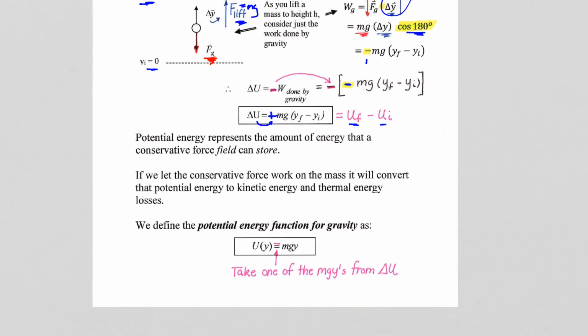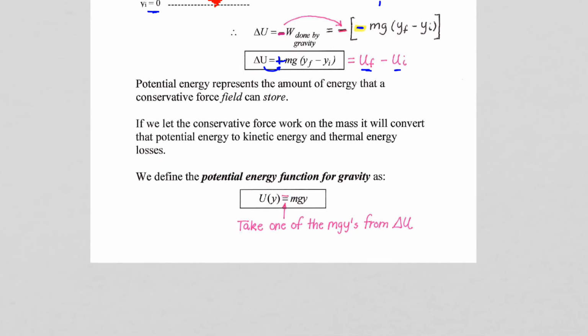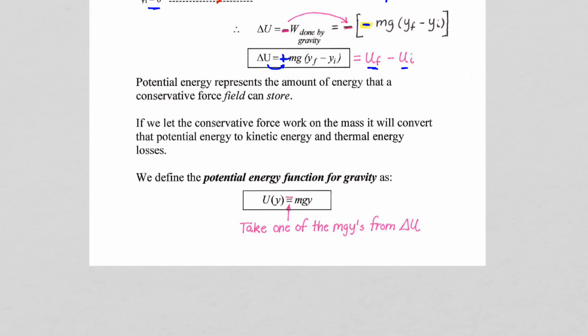So basically what we are doing then is simply picking off one of these mg y's, and we're letting that equal, by definition, our potential energy function. So it's kind of cool. Ultimately, it's kind of cool because it works, and don't let the fact that it's contrived to work make you think that the whole thing is contrived. It's not. It's consistent. It's mathematically consistent. It's consistent with what we observe in nature.